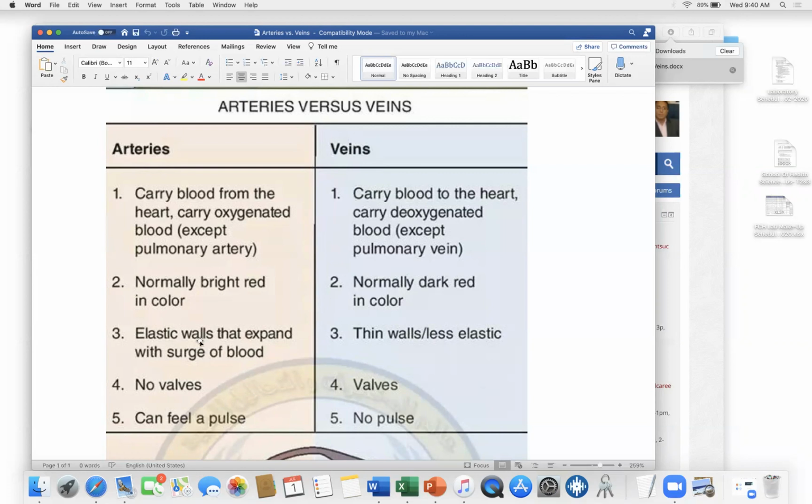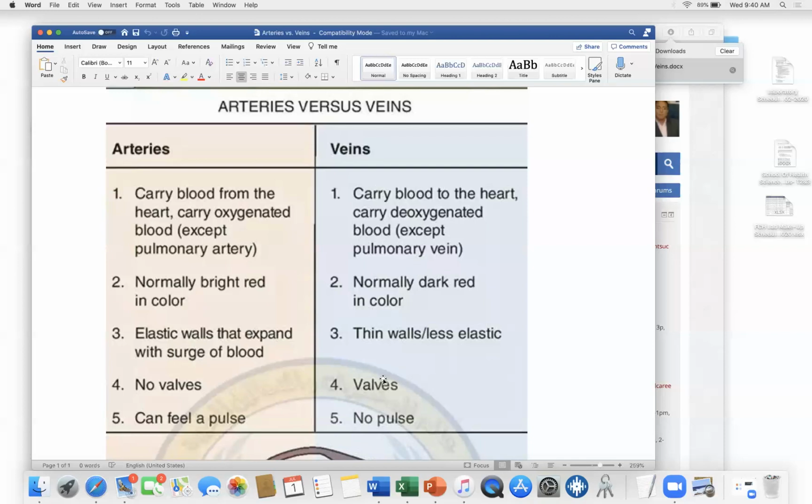We already now know arteries have thick walls because the tunica media has a lot of visceral muscle on it. But the veins, they're thin. And the veins are thin because they have low pressure. Arteries are high pressure. And that's why in an artery, you can feel a pulse. In a vein, you should not be able to feel a pulse.